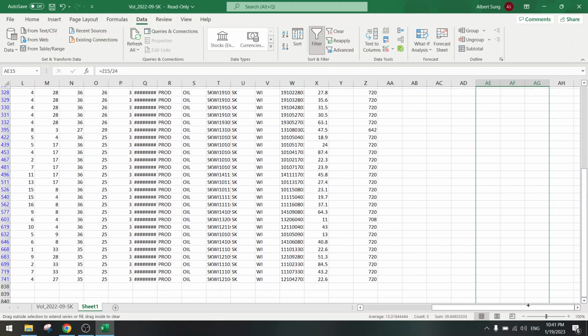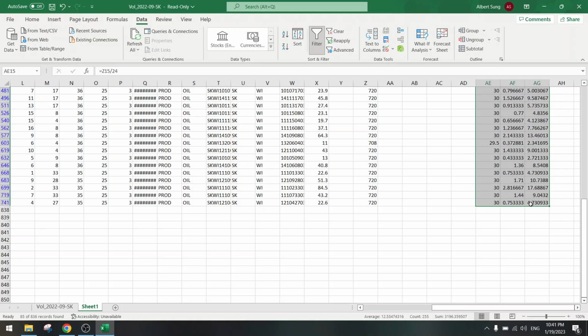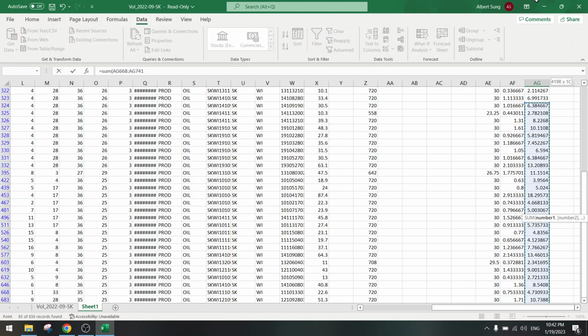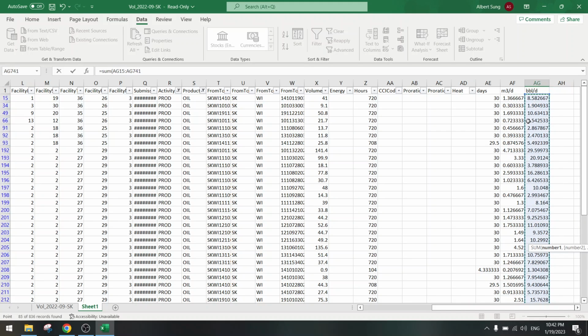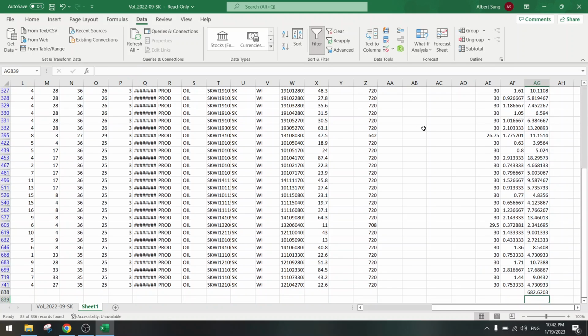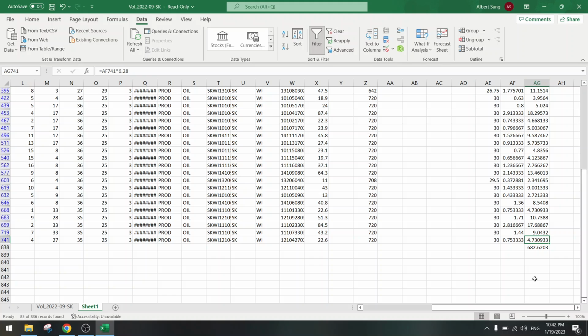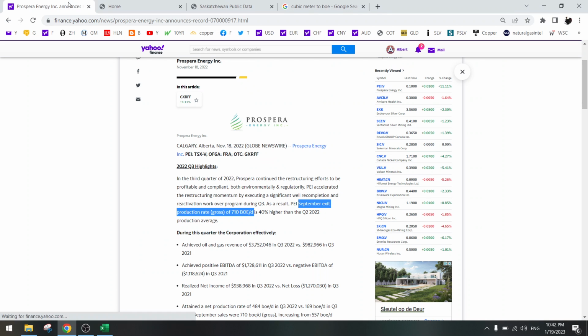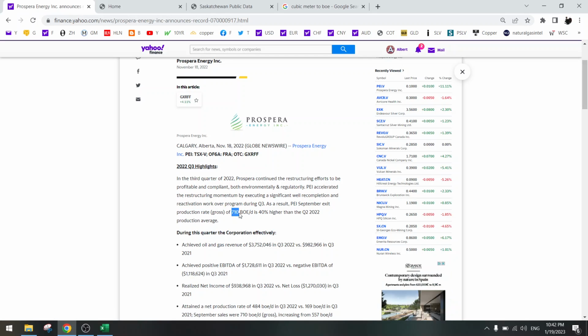Then you take the sum of everything, which will give you the amount of barrels per day for all the wells. And we get 682. And that's, I think, exactly what is given here.